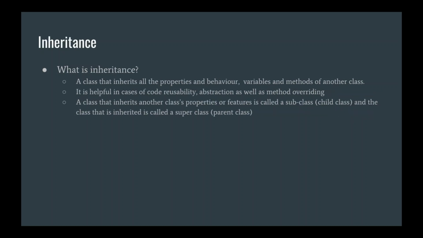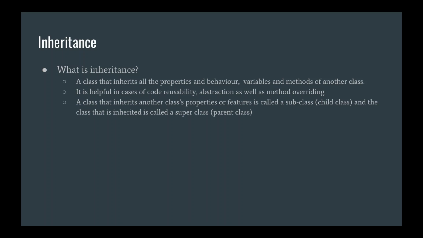Going further is inheritance. So this is very, very important because inheritance is when a class inherits all properties and behavior, variables and methods, of another class. So which means a class can be a subunit of another logical entity or of another class. So it is helpful in cases of code reusability where we want to pass the properties of one class into another class. And also, it's very key in abstraction as well as method overriding.